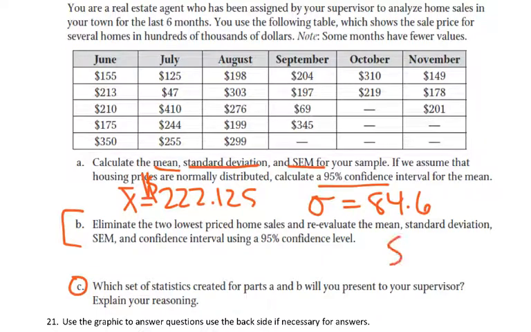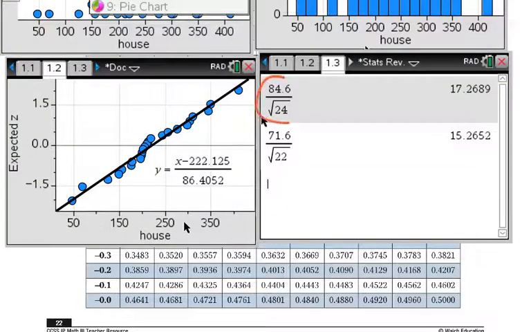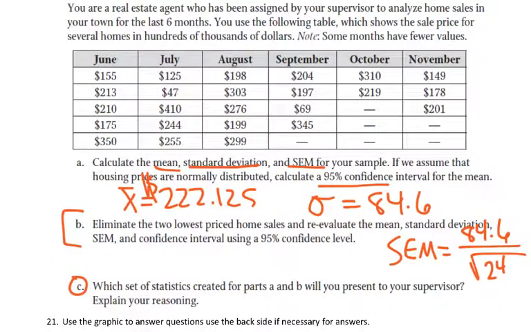Now to find the SEM, we take that standard deviation over the square root of the total number that we had, which was 24 houses. Then I type that into my calculator, and I think I have it down here somewhere. There we go. So I type that in, and it kicks out 17.2689.